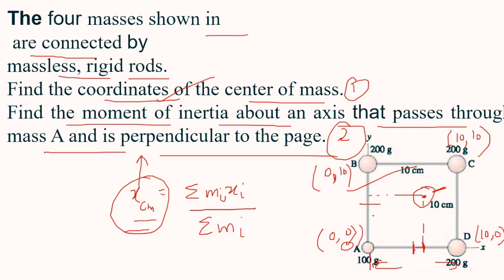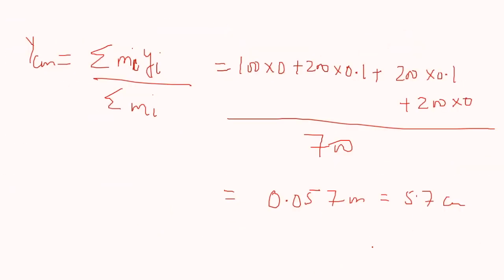So we found the coordinates of the center of mass. Second, find the moment of inertia about an axis that passes through mass A and is perpendicular to the page. If this figure is in the XY plane, then that particular axis is along the Z axis. Now it's rotating about this axis, so we have to find the moment of inertia. How do you find that?